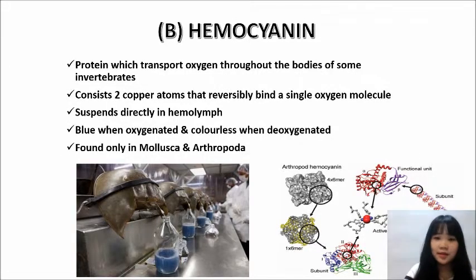Next is hemocyanin. It is a protein which transports oxygen throughout the bodies of some invertebrates. It generally consists of two copper atoms that reversibly bind a single oxygen molecule and is found suspended directly in hemolymph. It is blue in color when oxygenated and colorless when deoxygenated. Hemocyanin is found only in mollusca and arthropoda.